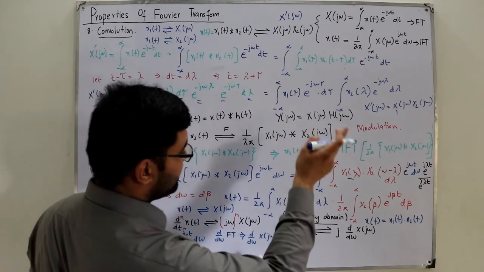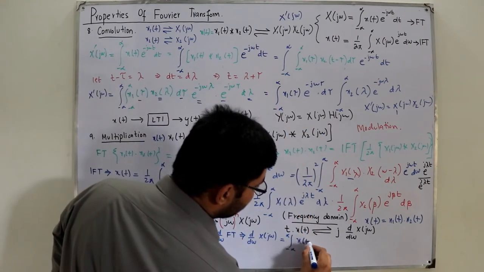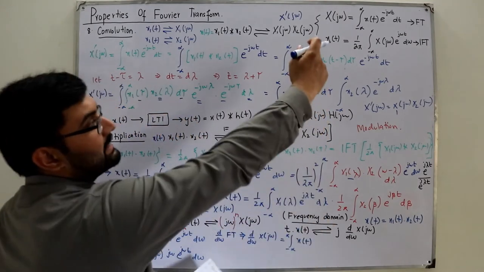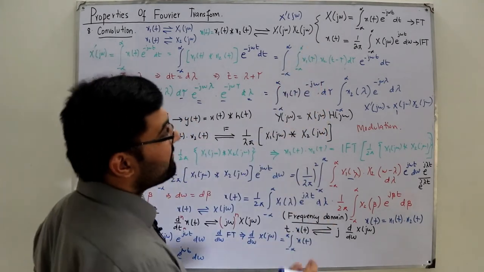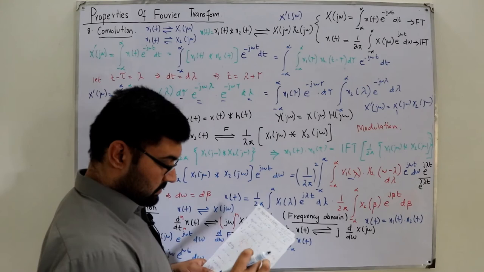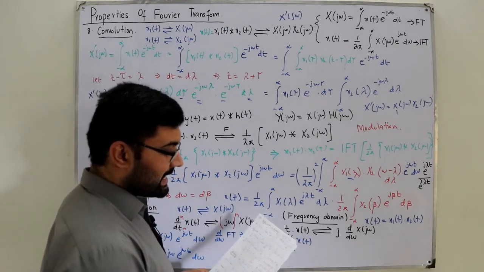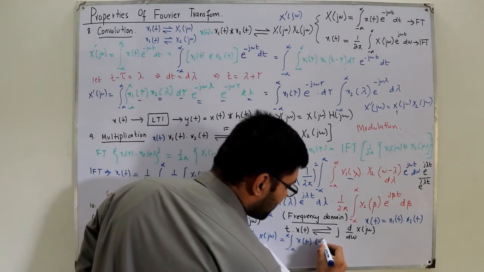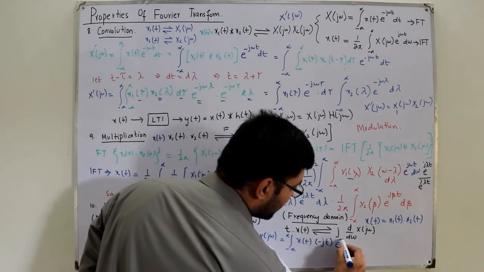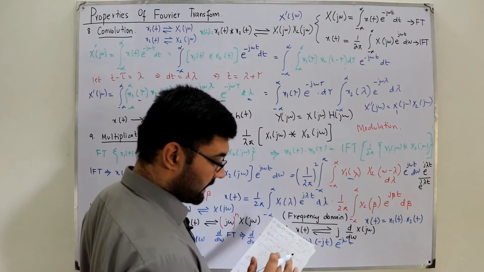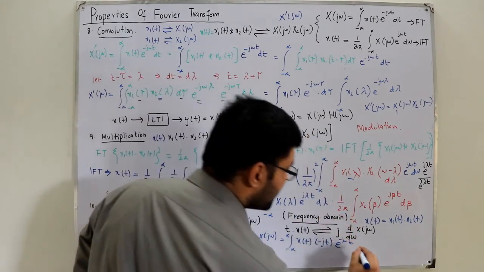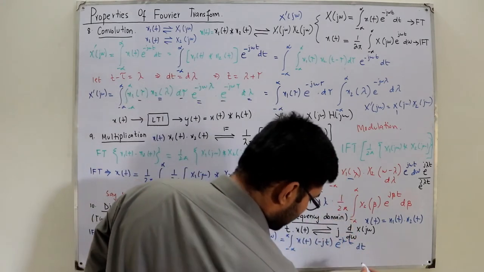Then x of t would be as it is, and when you differentiate the exponential with respect to omega, you have a negative jt coming down. And then you have e to the power negative j omega t again over here, and then you have dt as it is.